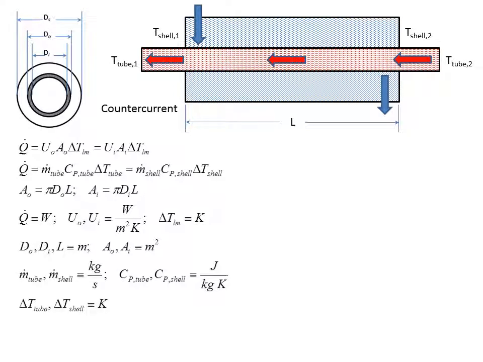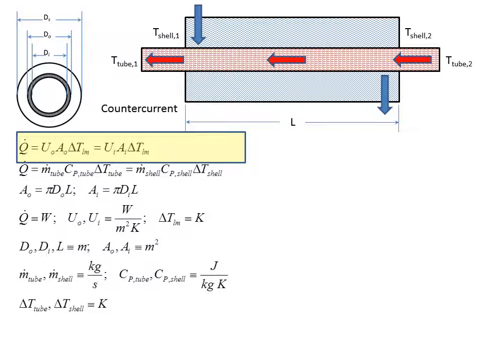Let's look at some of the equations that govern heat transfer in a heat exchanger. Our first is looking at the heat transfer based on an overall heat transfer coefficient, the effective surface area of heat transfer, and a temperature driving force. In this case, we can look at a heat transfer coefficient based on the outside heat transfer area of the tube, U sub 0. The A0 is the surface area of the outside of the tube, and delta T log mean is the temperature driving force.